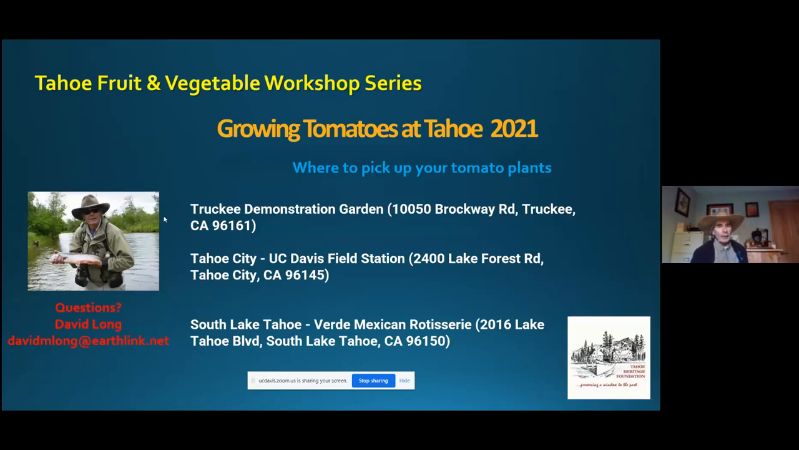This Saturday, we're going to be distributing our tomatoes. In Truckee, it's at the demonstration garden there at the regional park. Tahoe City, it's at the UC Field Station. And in South Lake Tahoe, it's in the parking lot of Big Five or the Verde Mexican Rotisserie. The people at Big Five and the Mexican Rotisserie do not know what we're doing. The owners and the managers do. So don't phone them to find out whether or not we're going to be there. We will be there even if it's raining or snowing or windy.